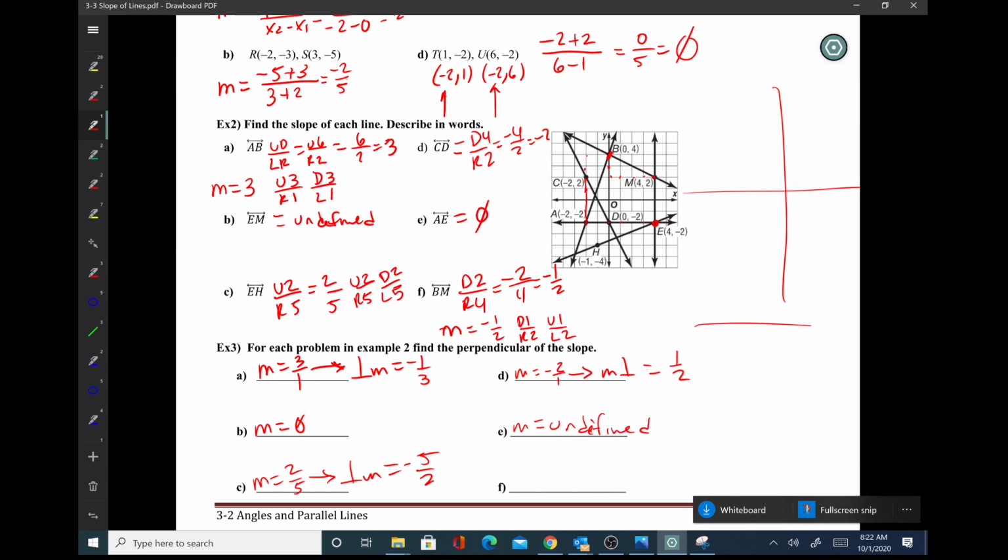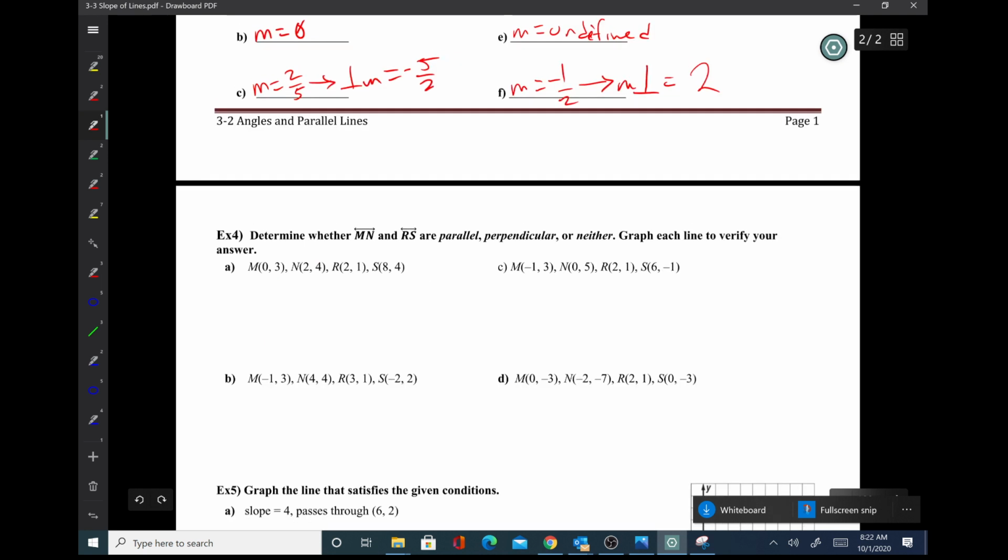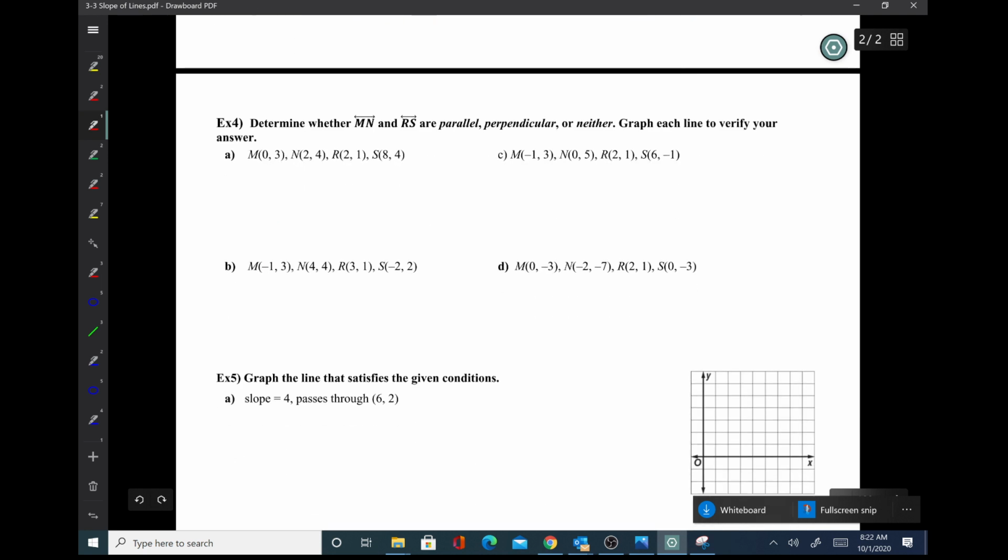Okay? Letter F, the slope is negative 1/2, right? The slope is negative 1/2. So the perpendicular slope would be, flip it upside down as 2 over 1 and negate it, so just 2. Pretty easy. All right. Number 4, this is where it gets a little bit harder.